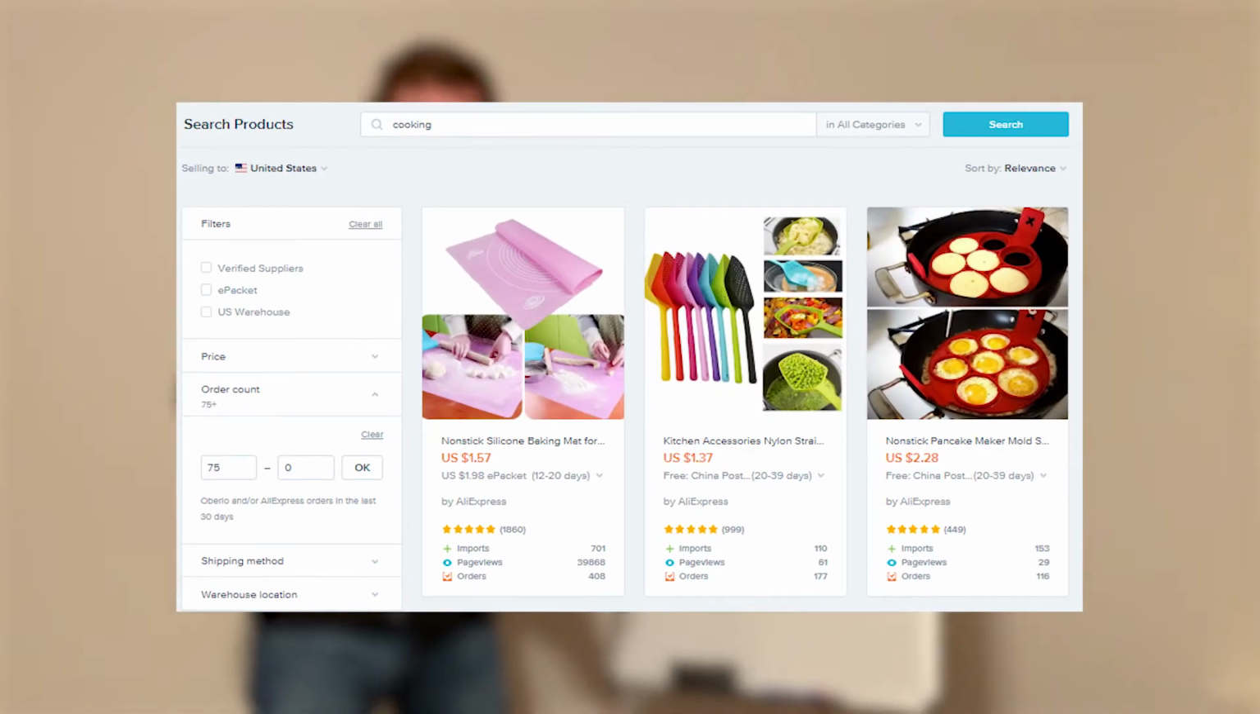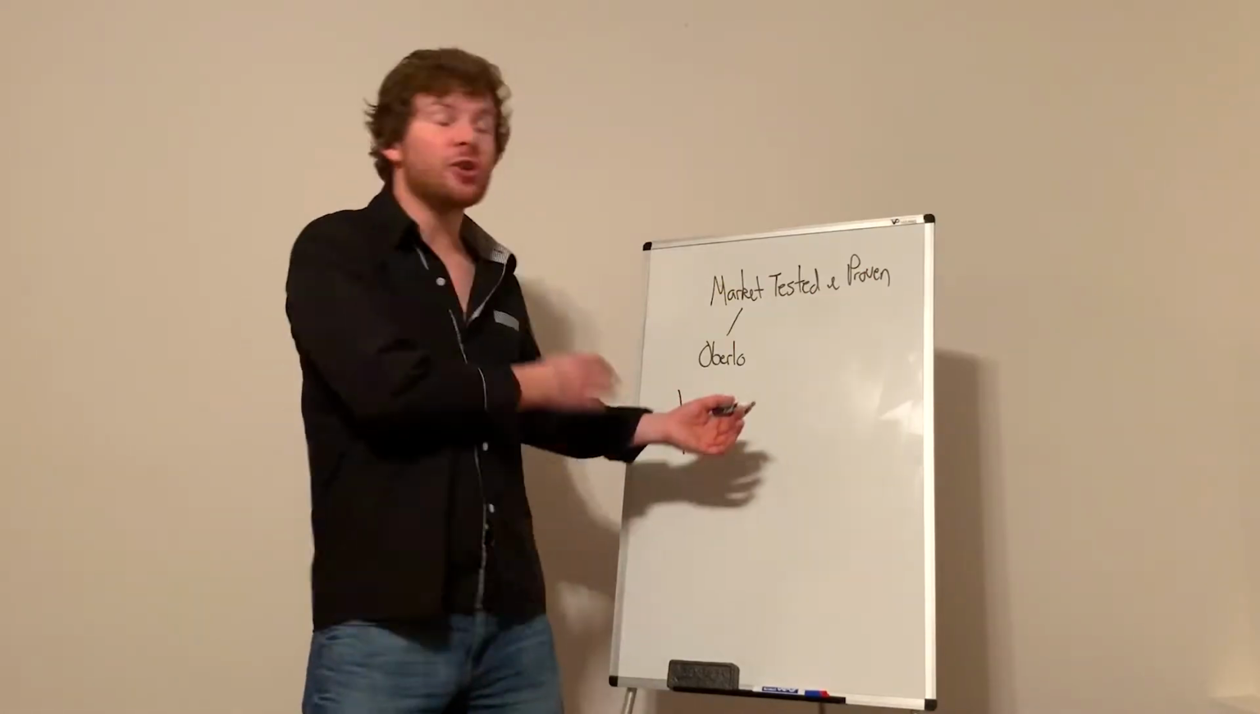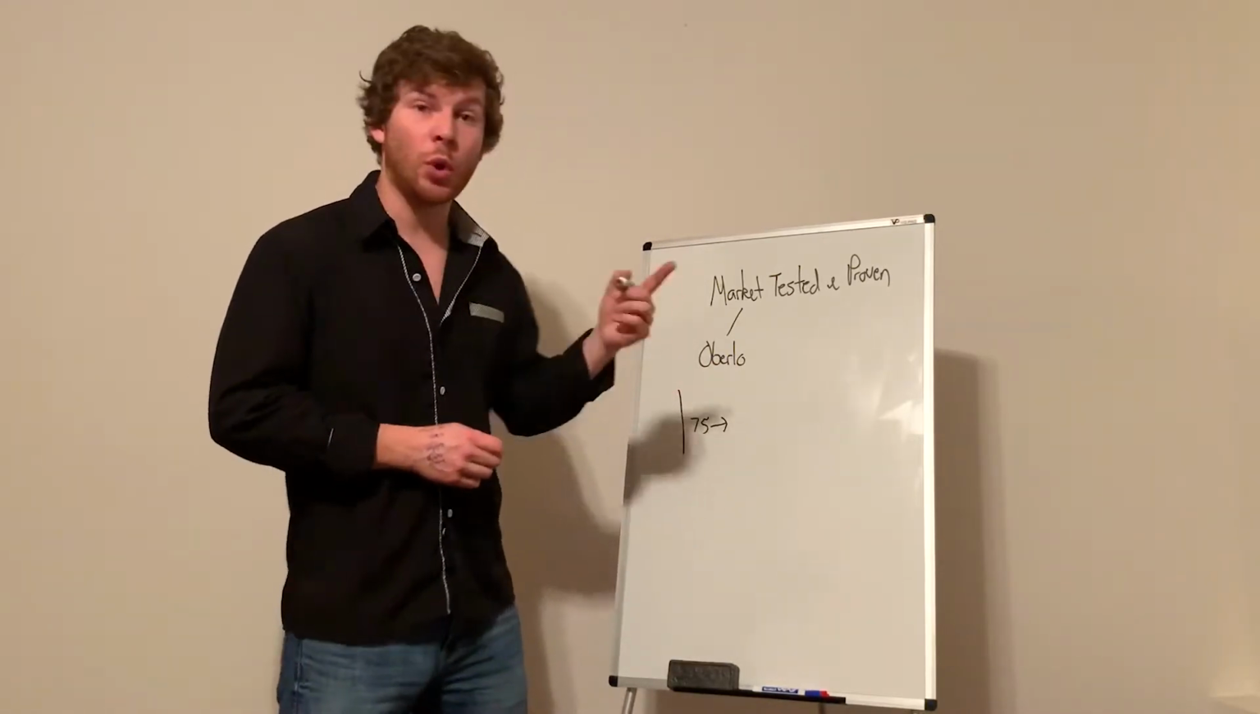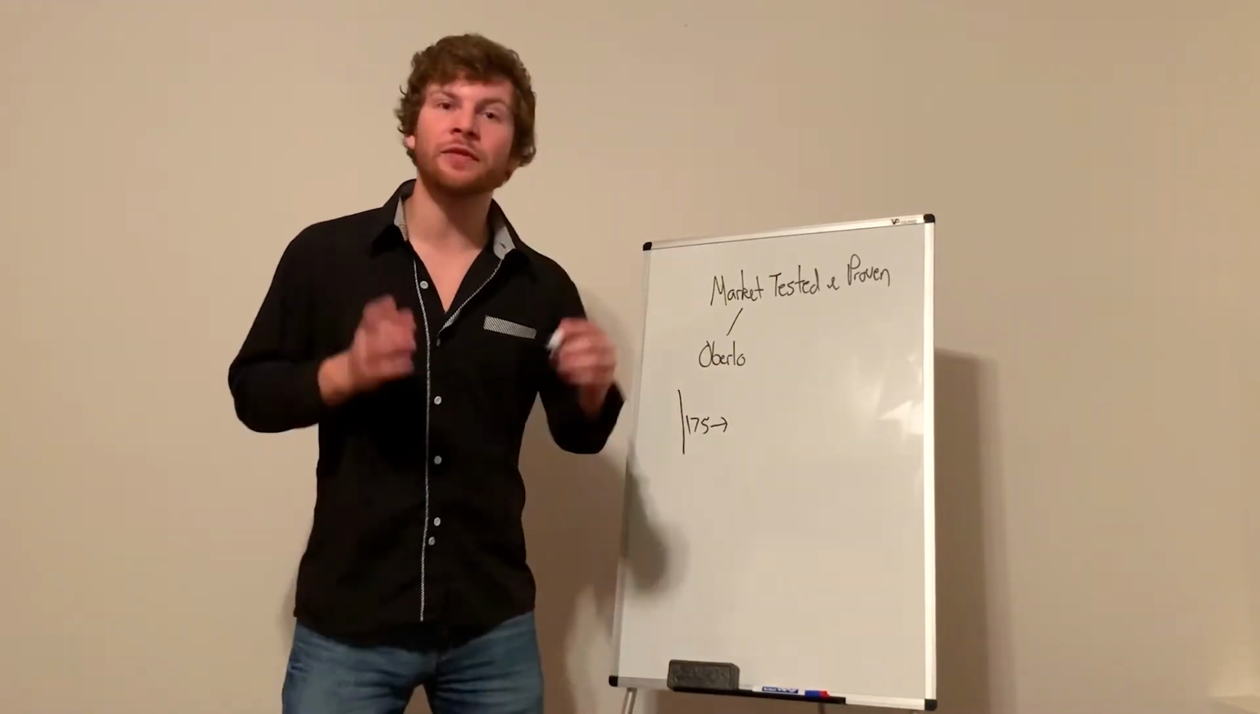What this does for you is it's only going to show you products that have sold, at least in this case, 75 times or more in the last 30 days. Now, the higher you put that number, the better. So push that number up. You want to change that to 100? You want to change that to 175? Go ahead.